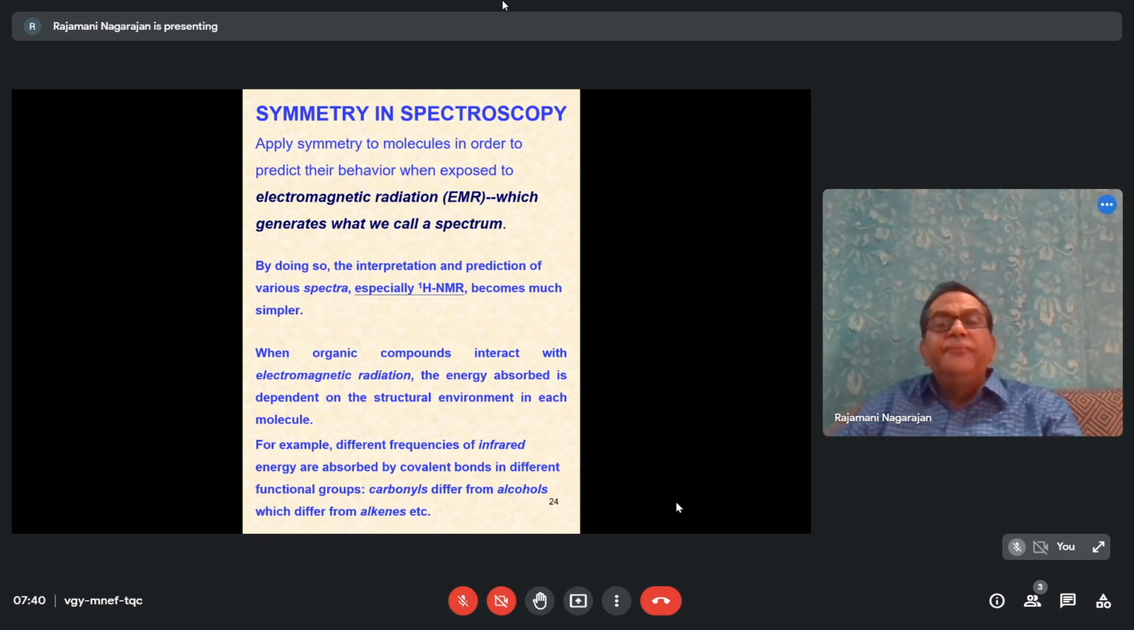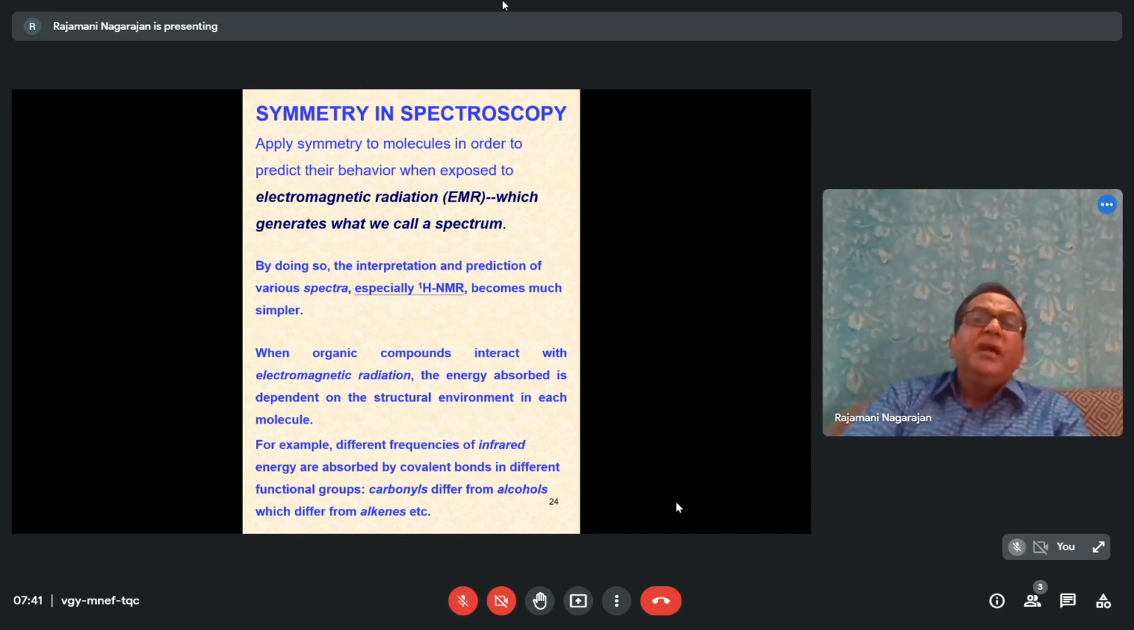It is quite easy for us to interpret it, and we are able to guess what the arrangement of the molecule could be. When organic compounds interact with electromagnetic radiation, the energy absorbed depends on the structural environment in each molecule. So how the molecule is arranged determines how much energy it will absorb. For example, different frequencies of infrared energy are absorbed by covalent bonds in different functional groups. You must know the difference between a covalent and an ionic bond. Covalent bonds are the pi bonds that we keep adding in addition to the sigma. A carbonyl, a C double bond O, differs from alcohols, which also differ from alkenes.